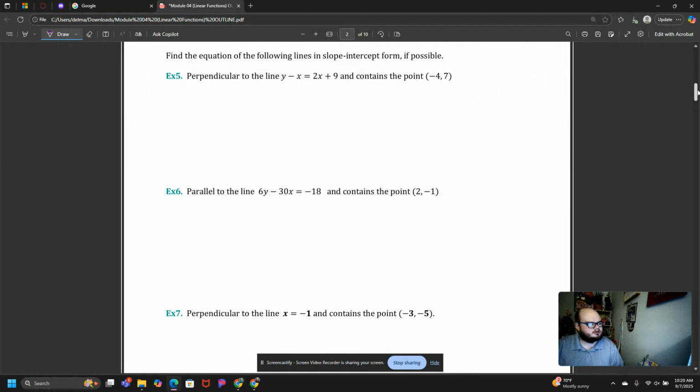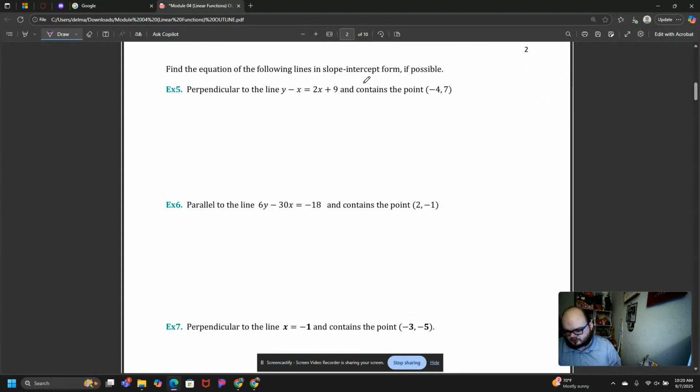Find the following lines in slope-intercept form. So we're trying to find a perpendicular line. Perpendicular lines have opposite reciprocal slopes. Okay, those are big words right now, so I'm going to define it. Let me make sure I'm spelling reciprocal right. Listen, I have to look that up every time. You'd think I would know as many times as I write it down. Okay, so opposite reciprocal. That means if it's positive, it becomes negative. If it's negative, it becomes positive.